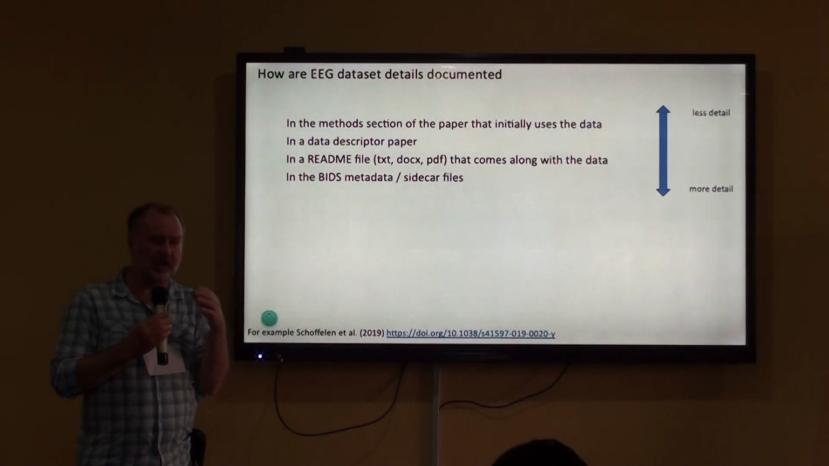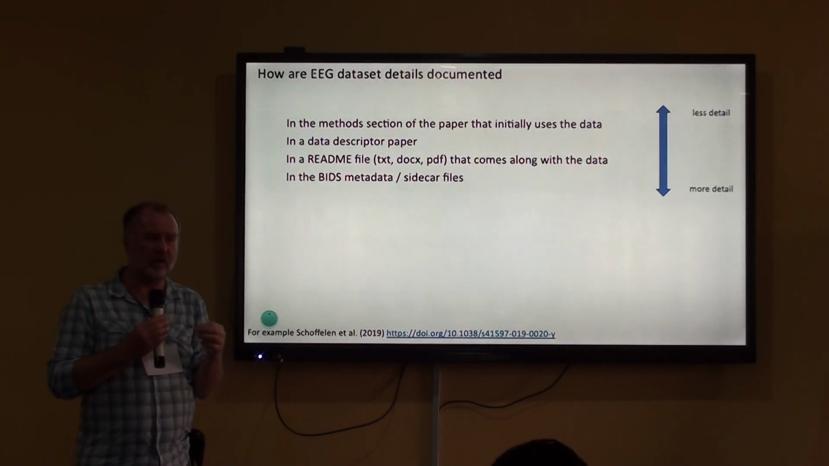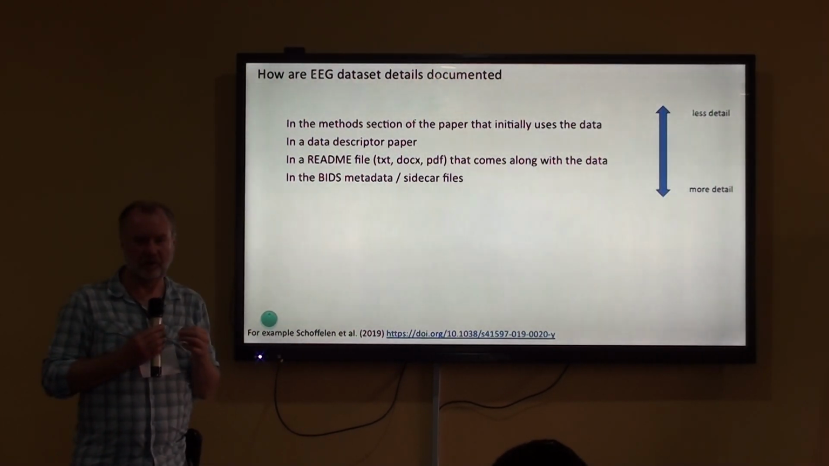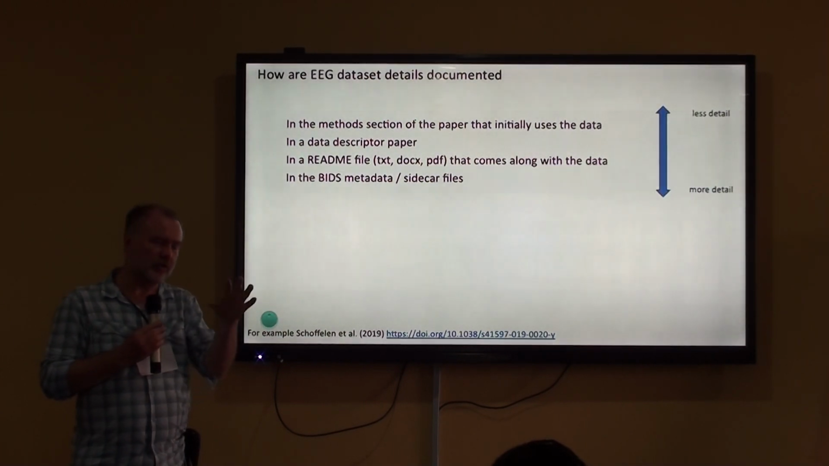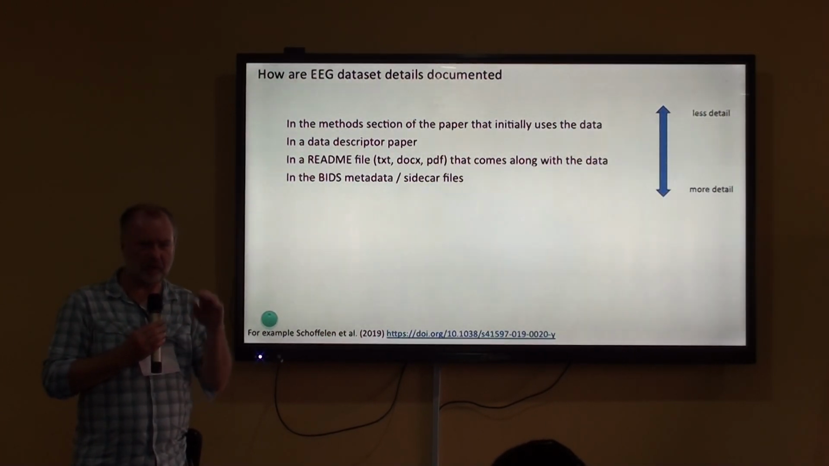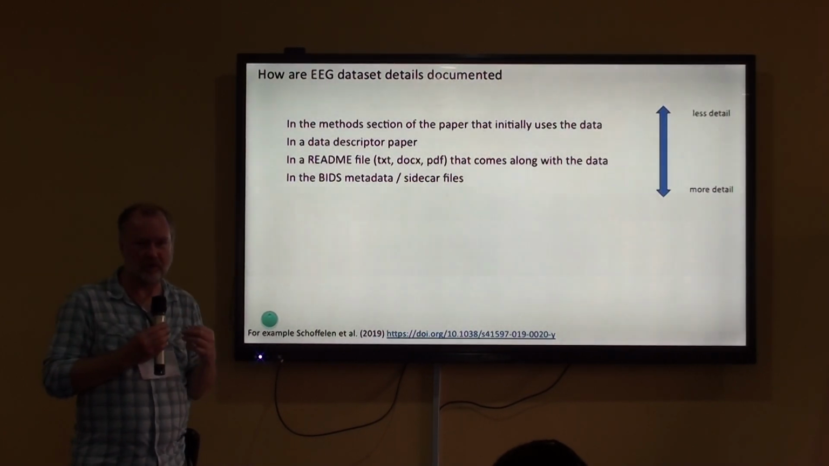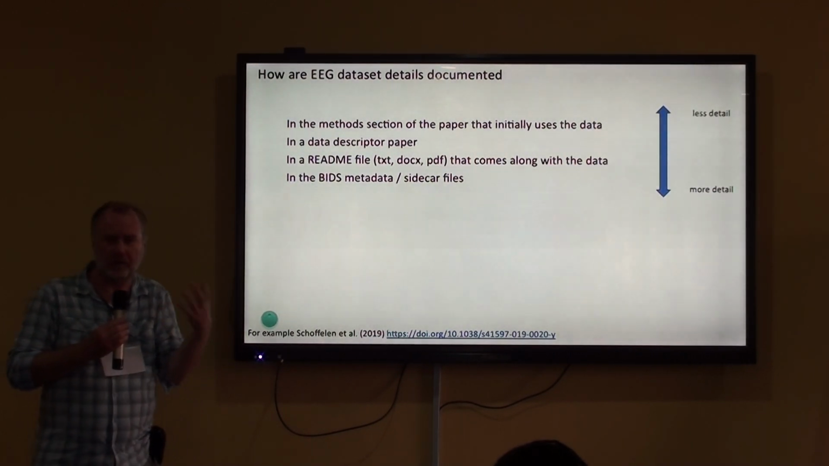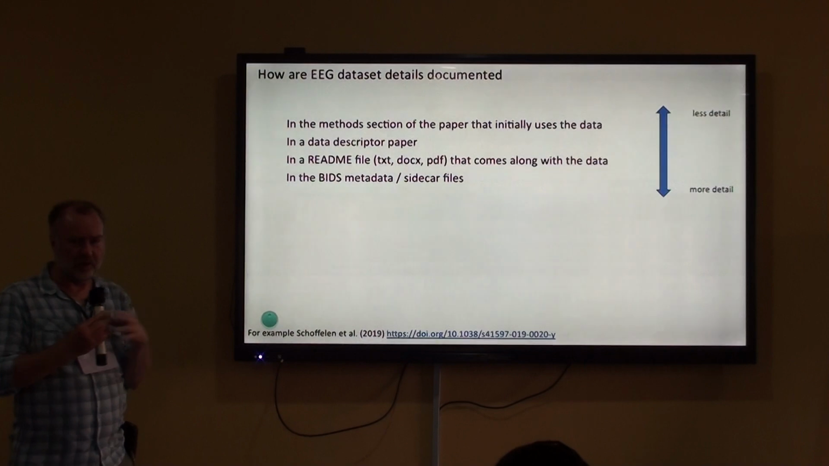For example, in the paper, I never see which trigger codes were used. It just says we used this amplifier, which means that if you have the data, you still don't know how to read it and how to process it. And there's no space for that in the paper.